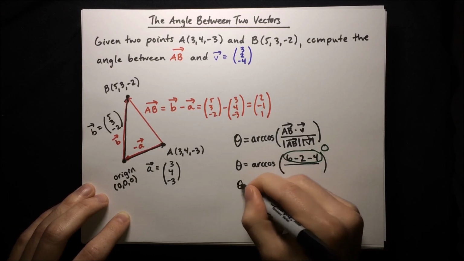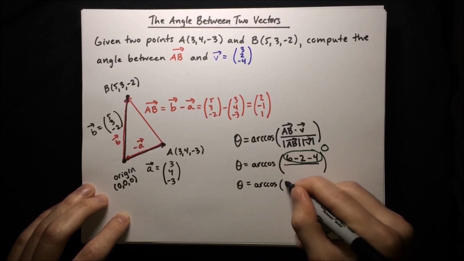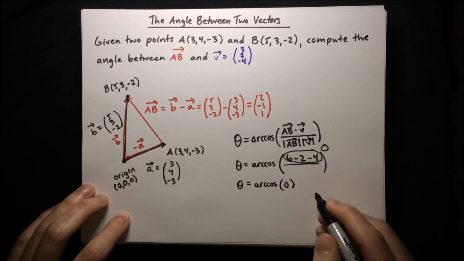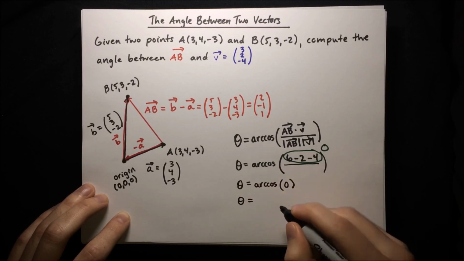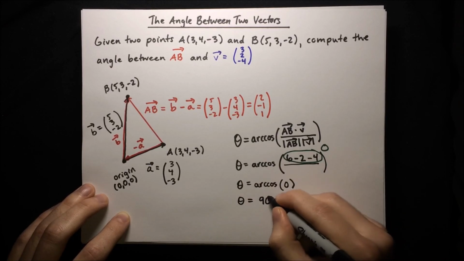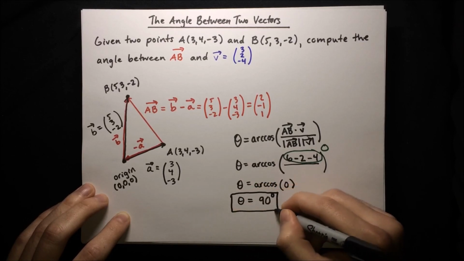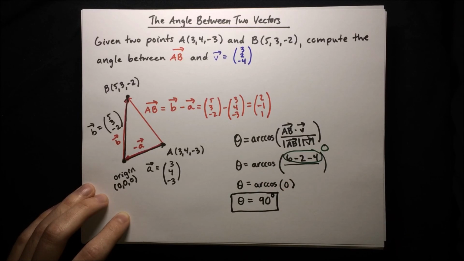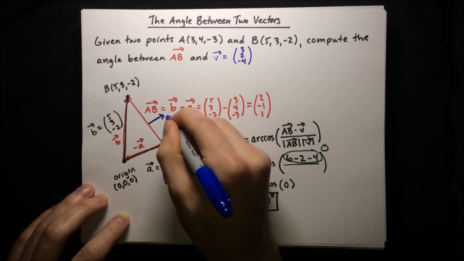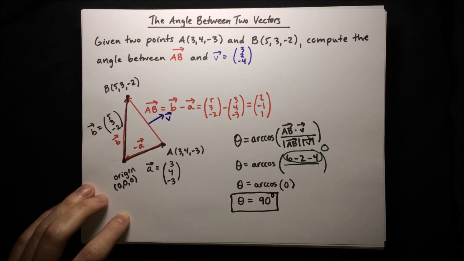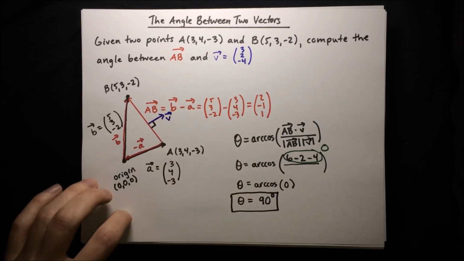We know that theta is just going to be the arc cosine of 0, because 0 divided by anything is just 0. So arc cosine of 0, what angle has a cosine of 0? Well, that's just 90 degrees. So there we have it. Our angle is 90 degrees, which tells us that our vector V, let's draw it in here, is perpendicular to the vector AB. The angle is 90 degrees, that's the right angle.